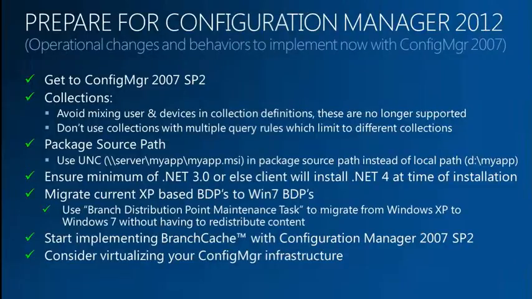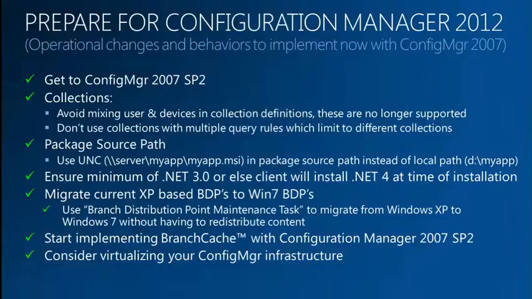So I talked about .NET 4.0. Migrate your current XP-based branch distribution points to Windows 7. It's a good thing to do. There are capabilities already in 2007 that can easily migrate that content and that distribution point from XP to Windows 7. You need SP2 and above in order to get the distribution point upgrade for a branch DP. We don't support the upgrade of an XP branch DP to 2012, so these are things you could start doing now.